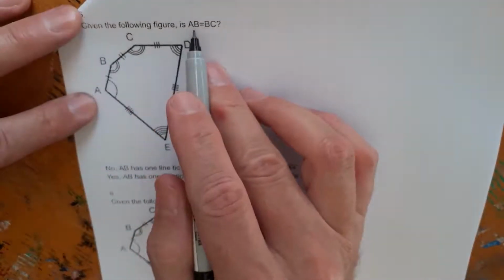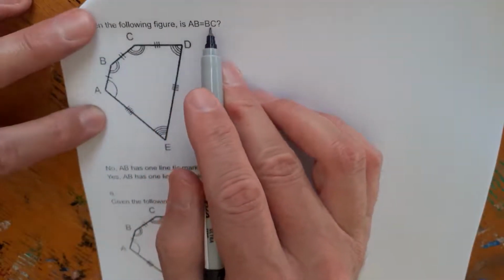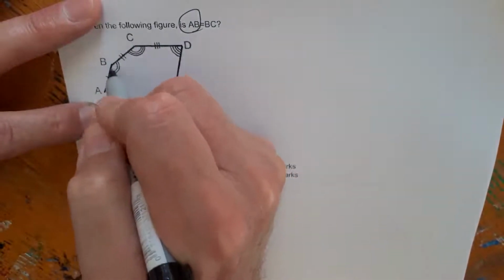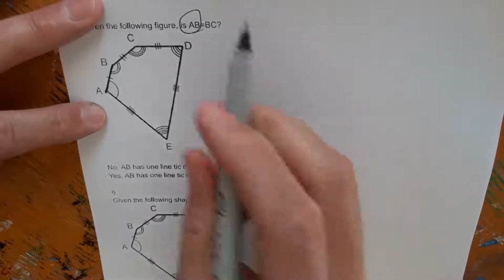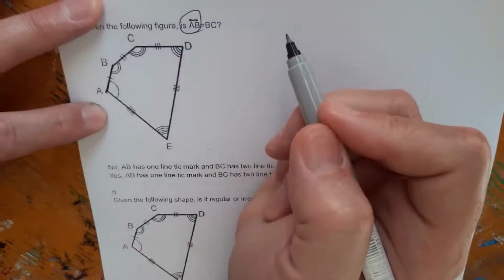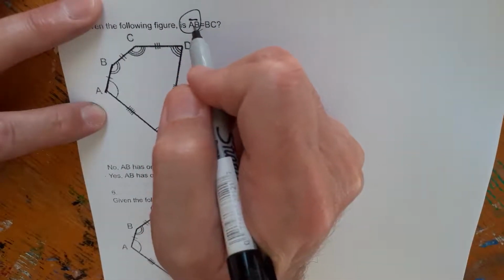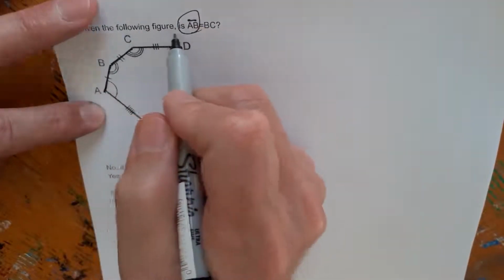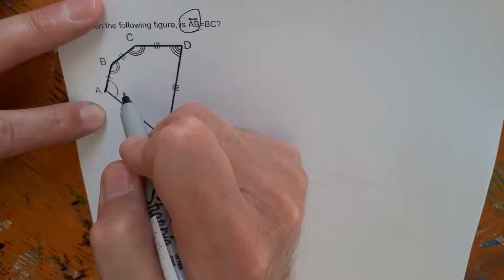Given the following figure, AB equals BC. So now, what does this mean, AB right here? It means this thing right here, this line segment. And sometimes they'll put a line segment over it, but they don't have to. They can just say AB. BC is here. Given the following figure, AB is equal to BC.